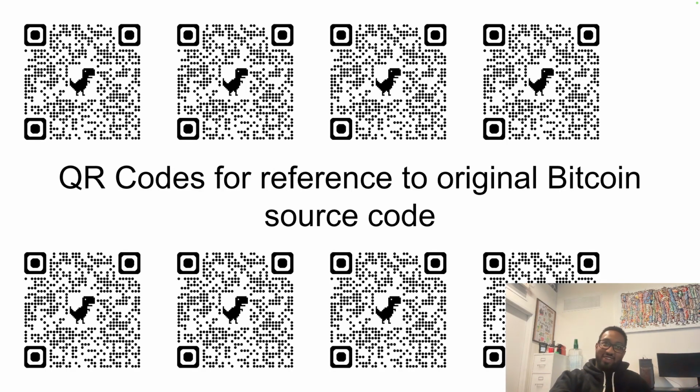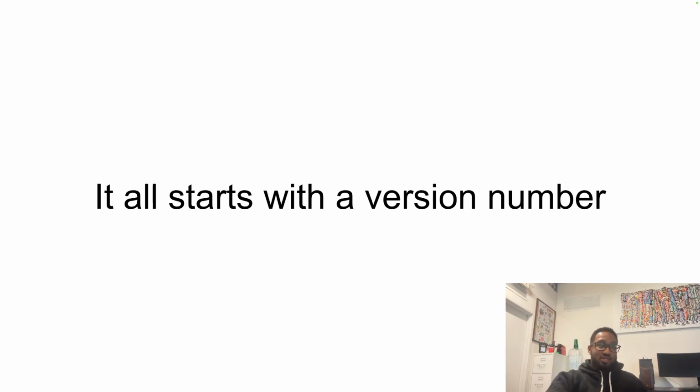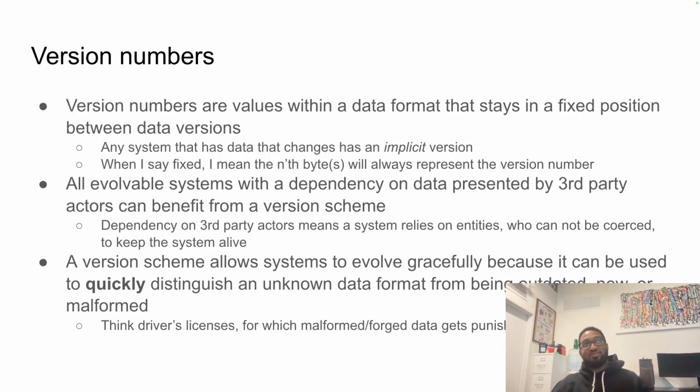Okay. Yeah, I was saying it all starts with the version number. Version numbers are really interesting because, well, first I could say what version numbers are. Bitcoin transactions have a version number on them, but version numbers in general are values within a data format that stay in some fixed position between data versions. So any system that has data that changes has an implicit version to it, especially if it's used with the same system.